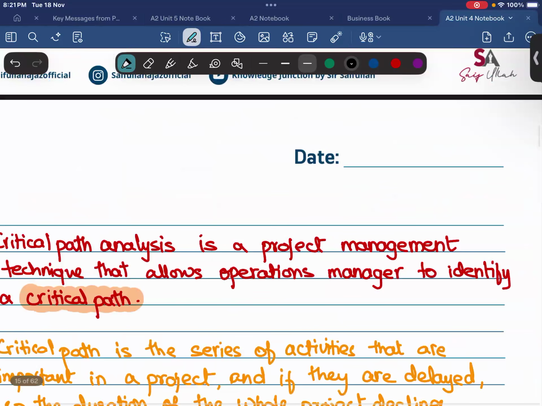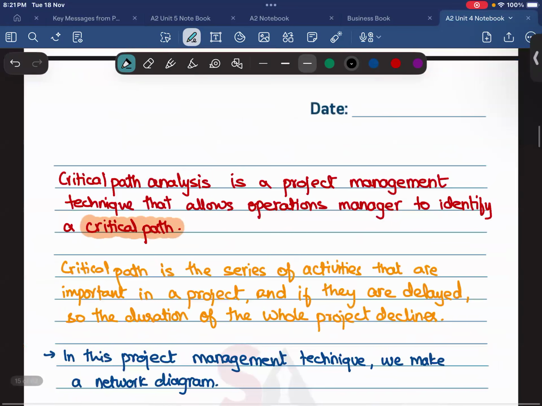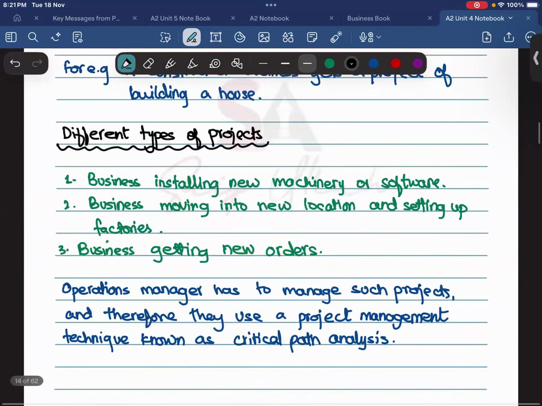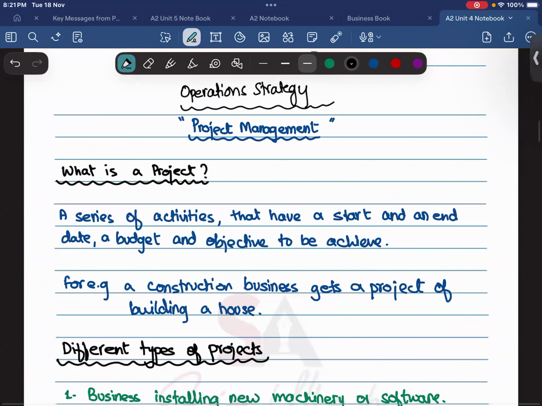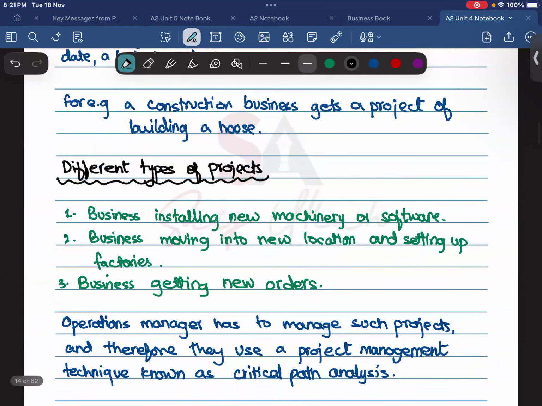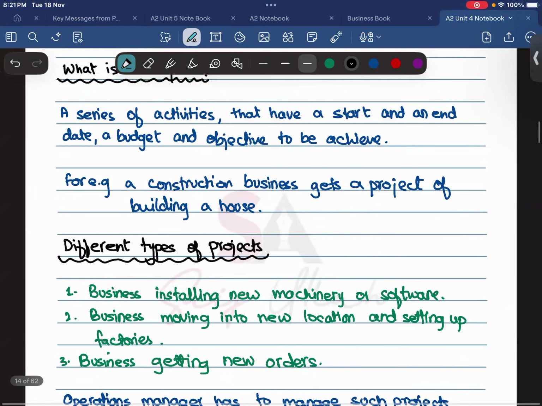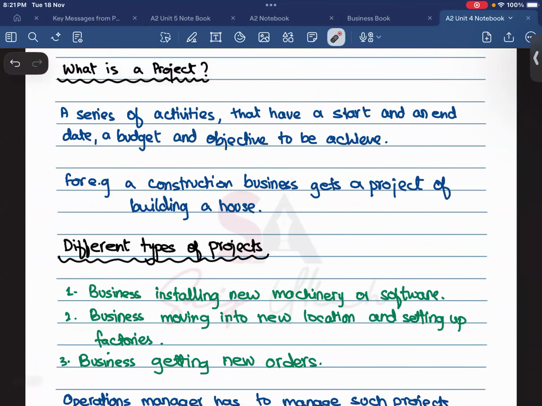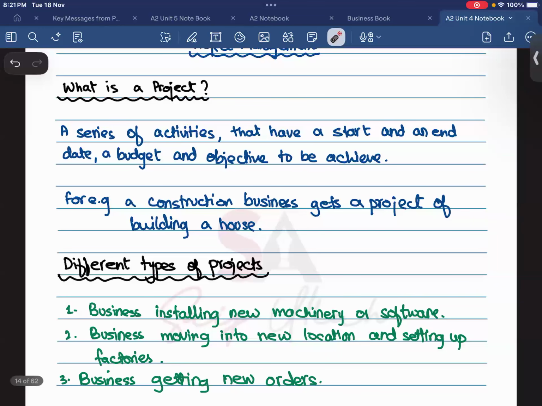All right, guys. So in today's class, we are going to get a quick recap of critical path analysis, a topic of your A2 business from the operations strategy chapter. So let's talk about the project, what a project is, and how a business manages its projects.